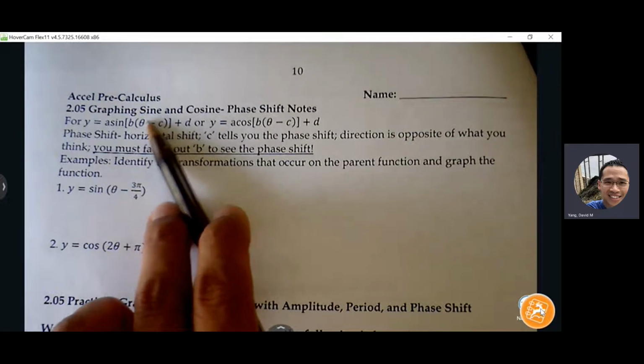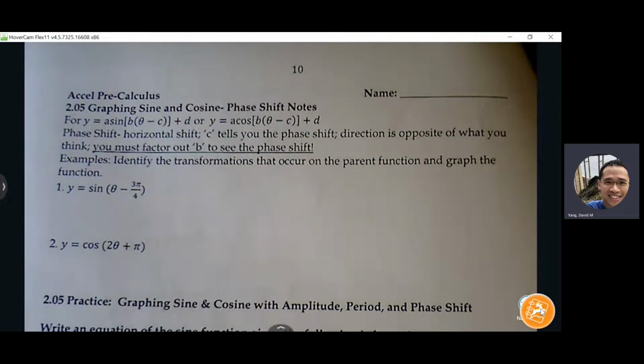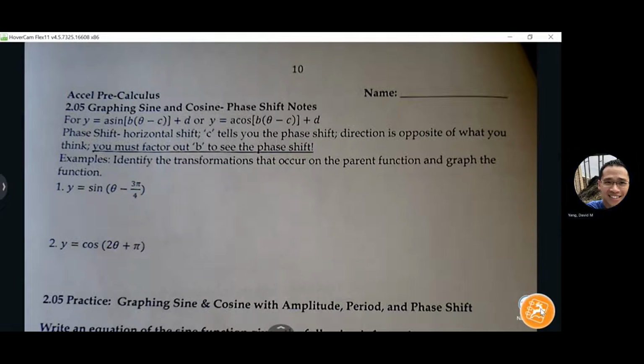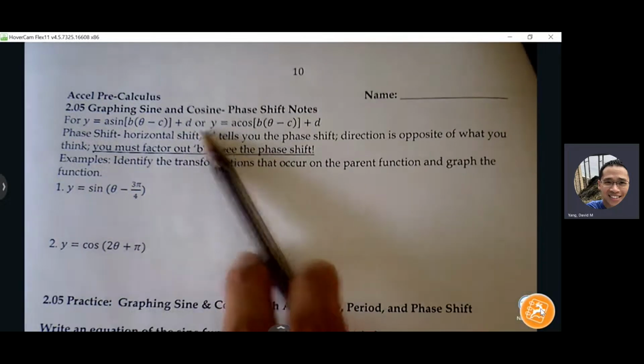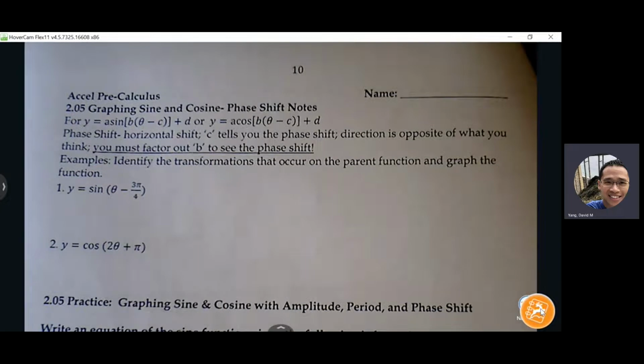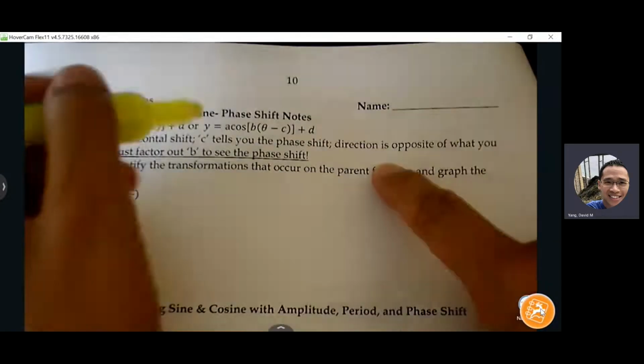Okay, so this is the C value that's either added or subtracted inside that theta, inside the trig function, and that's either going to shift the graph left or right. Tomorrow we'll talk about plus D. Plus D is where we're going to take the graph and shift it vertically. But today we're just going to focus on this C here.